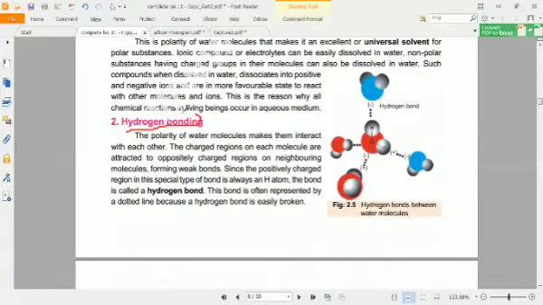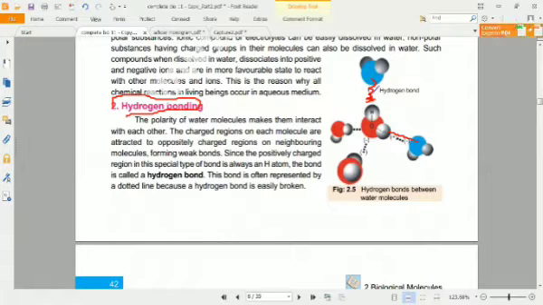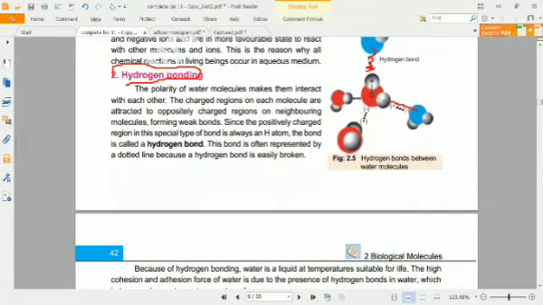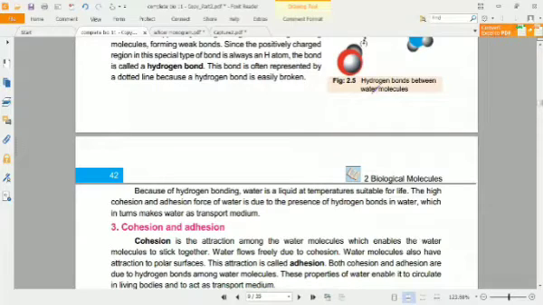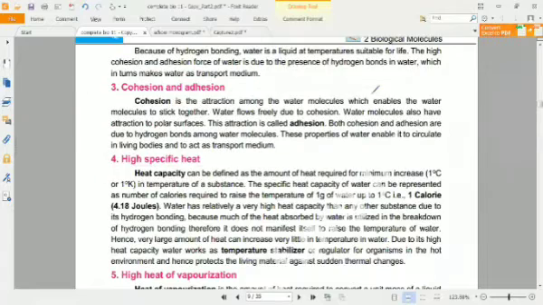Number 2 property, we discussed hydrogen bonding, and we know that water molecules are in close contact with one another with the help of this hydrogen bonding, because this hydrogen atom is making the bond with the oxygen atom of the other water molecule. So that's why it has hydrogen bonding between them, and this is easily broken, but it needs a certain energy level.